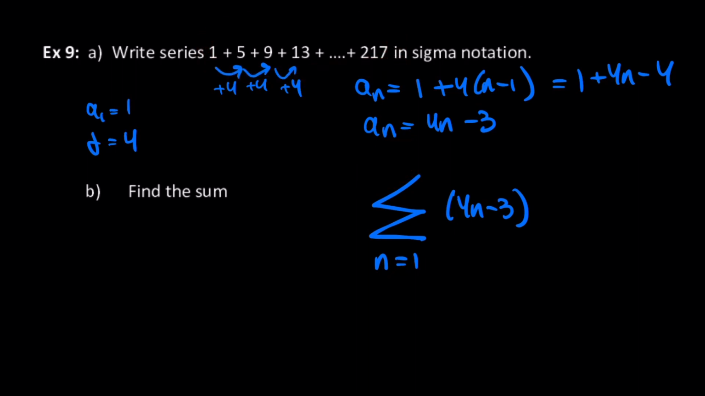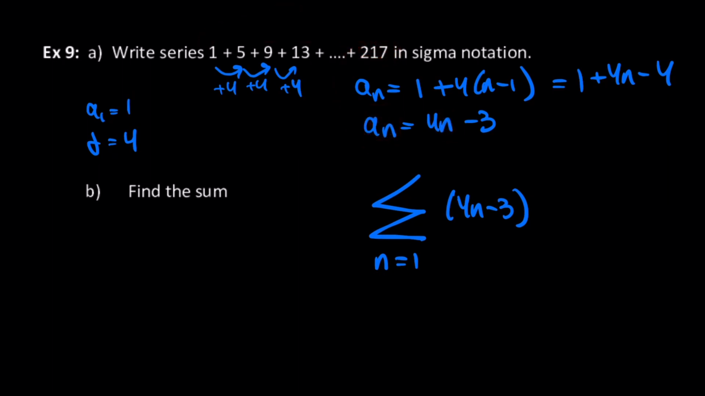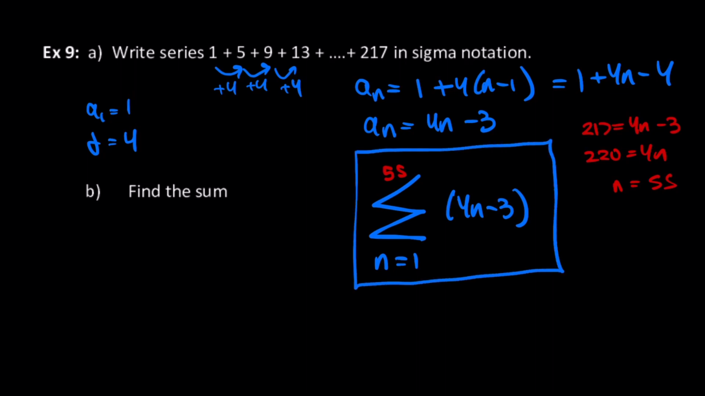So remember how we did this. I think we did it in the last lesson. This right here is your a sub n. So if I take 217 and plug it in right here for this, and then solve for n, that tells me how many numbers are in here. Okay, well, I'll do that over on the side. So I get 217 equals 4n minus 3. Add 3, you get 220 equals 4n. Divide by 4, n is 55. That would go right here. So that tells me there are 55 numbers in this particular series.